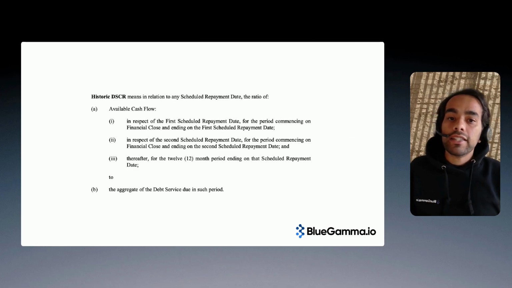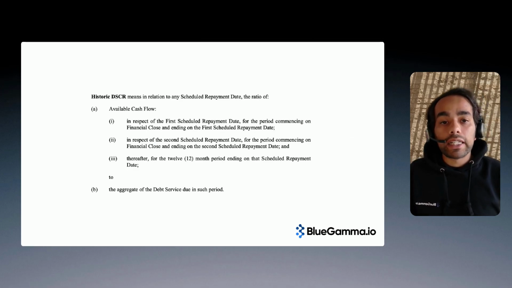Next, let's look at an example of how DSCR is defined in a facilities agreement. Here, our covenant is the historic DSCR and is defined as the available cash flow divided by the debt service in a slightly more verbose way to what we saw earlier. As you know, in a facilities agreement, a capitalized term means that it's defined.